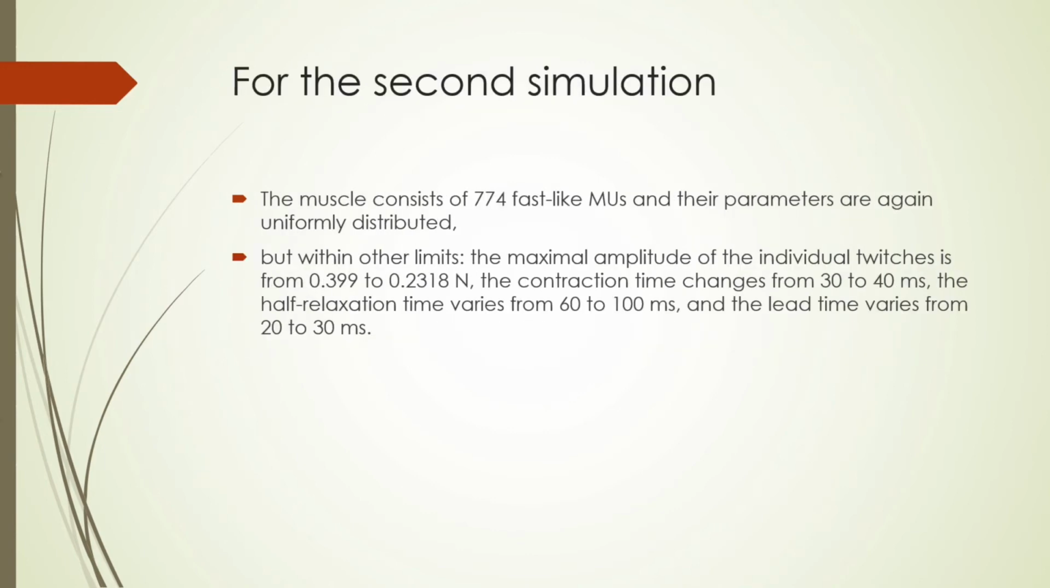Second simulation, the muscle consists of 774 fast-like MUs, and their parameters are again uniformly distributed, but within other limits. The maximal amplitude of the individual twitches is from 0.39 to 0.23 Newton. The contraction time changes from 30 to 40 milliseconds. The half relaxation time varies from 60 to 100 milliseconds, and the lead time varies from 20 to 30 milliseconds.